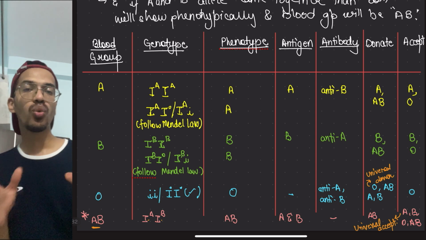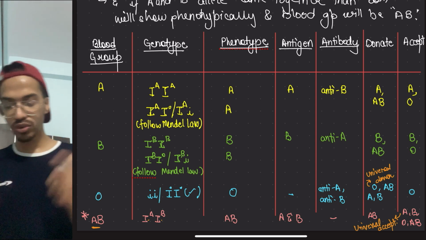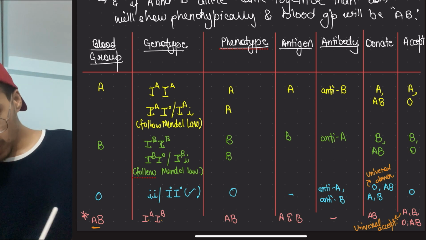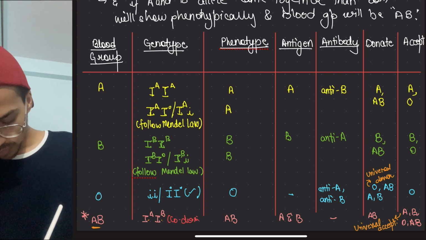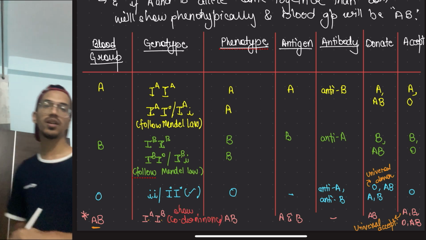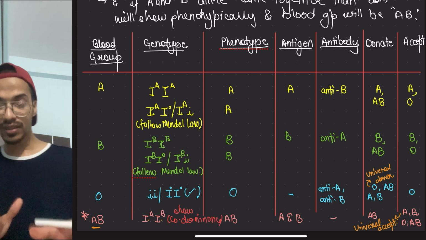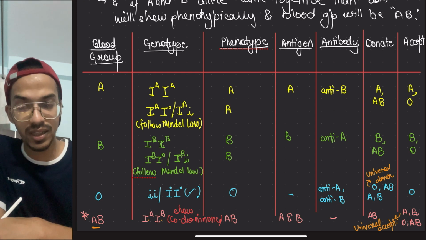So the question would be like this, that in ABO blood grouping, justify that it shows Mendel's laws also and it shows codominance. So here it is what? Codominance. It follows codominance. Will you remember this? This is an important word, multiple allelism.